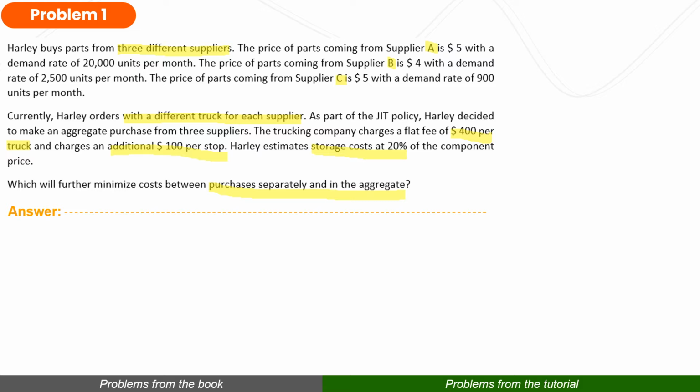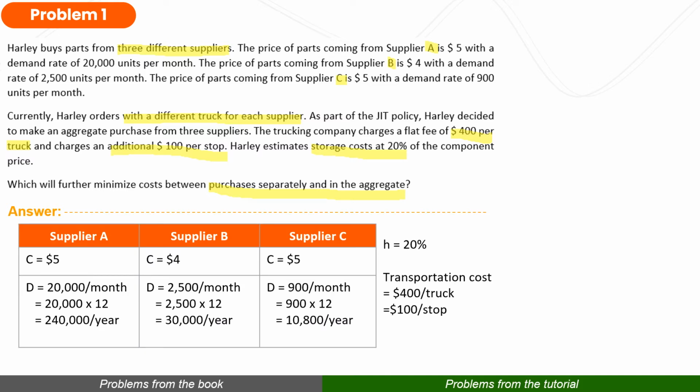So to answer this question, we need to sum up the information here. This is the unit, the part cost from each supplier. From supplier A, the cost is $5. Supplier B, the cost is $4, and supplier C, the cost is $5 per part. And then for the demand in the problem here, it is known per month, and we need to shift it to the annual or to year.